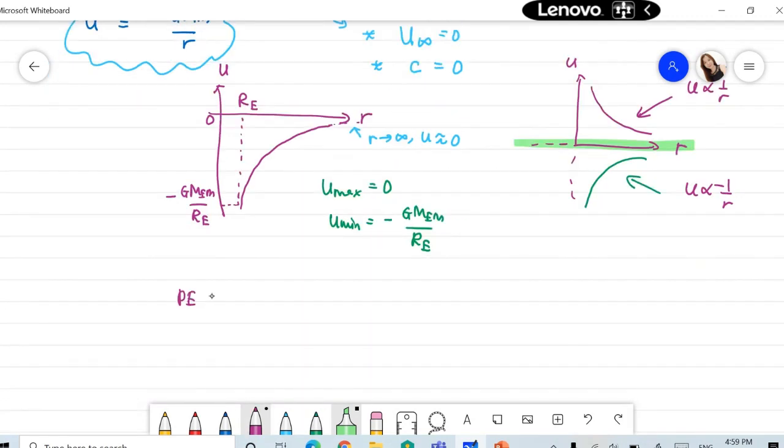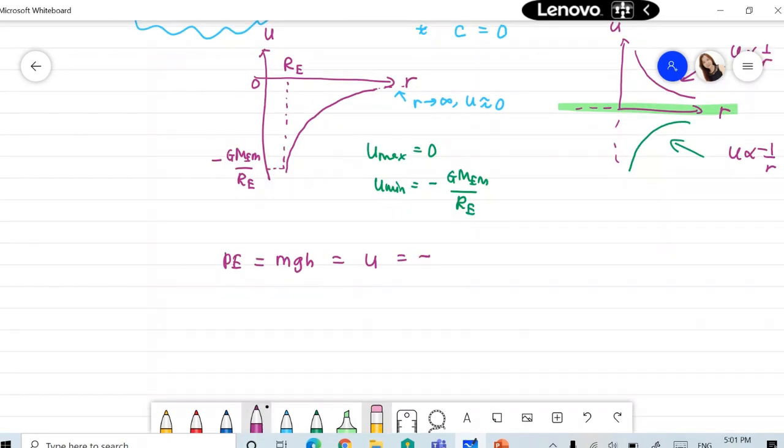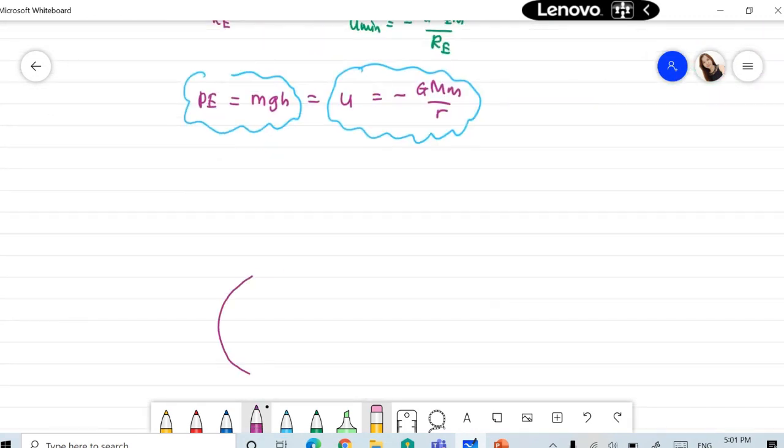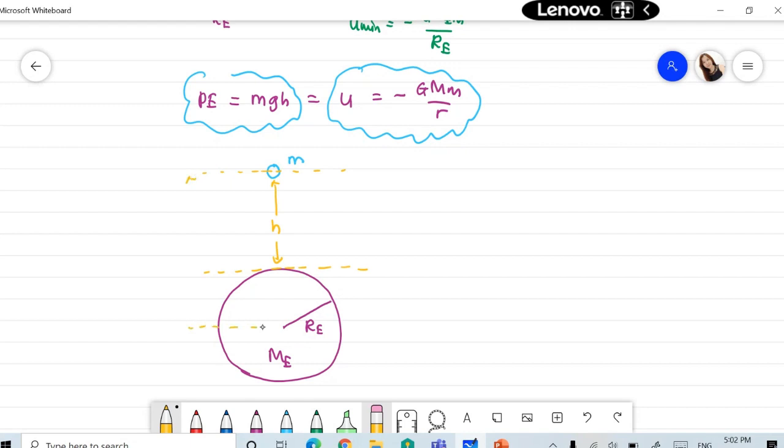Potential energy is mgh, right? Is this mgh equal to U, negative G M m over r? So are they the same? Let's look at it. Let's say this is the Earth, which has a radius of r e. The mass is M e. I have another object of mass m, located h from the surface of the Earth. So the total r here, from center to center, should be a small letter r, where this small r is equal to r e plus h.